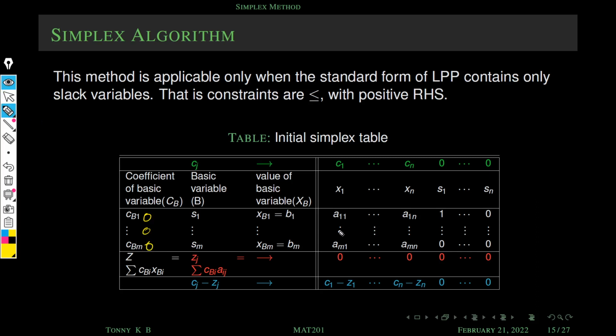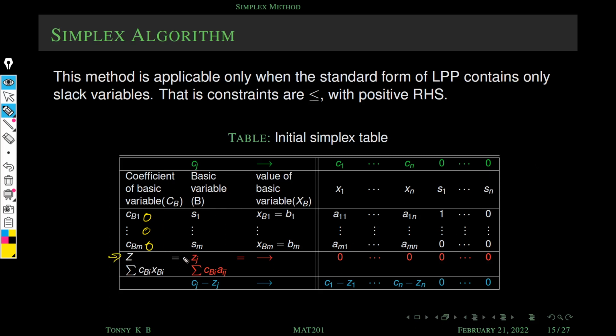Okay, then what is this a11, a12, etc., a1n? They are from the constraints. The coefficient of the x1 from the first constraint. This is the coefficient of x2 in the first constraint, etc., like that. Okay, this is the coefficient of x1 in the last constraint, etc. This is simply the coefficient matrix from the constraints. That's all. Okay, after writing this table, we have to evaluate two things.